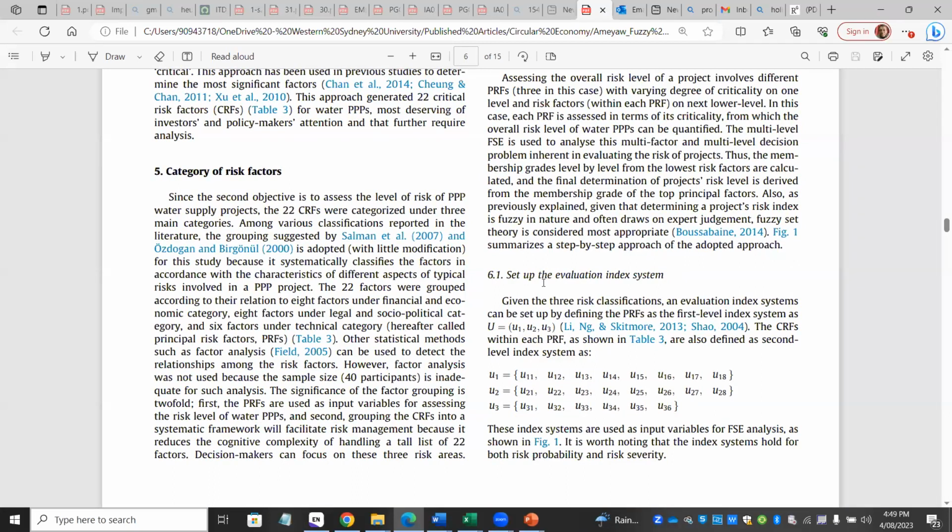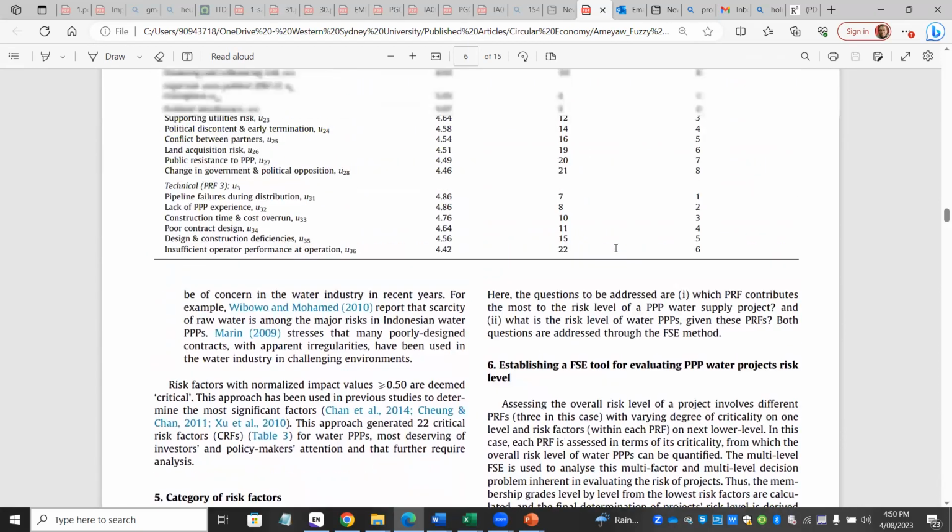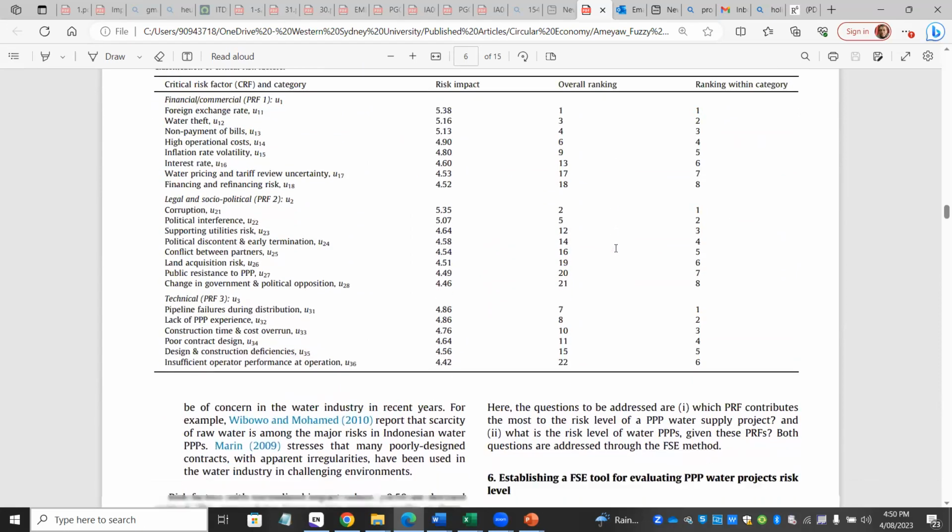So the first thing that was done was to set up the evaluation index system. Okay, so this is more like a matrix. So given the 3 risk classifications, from table 3, the 3 groups.